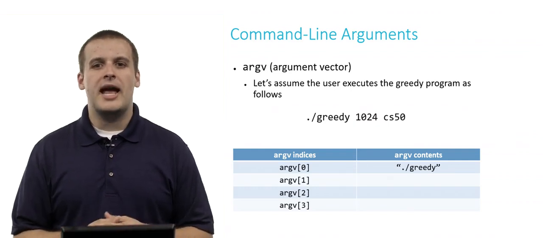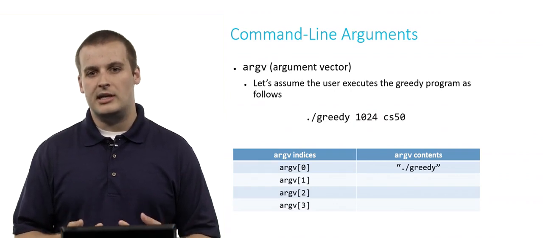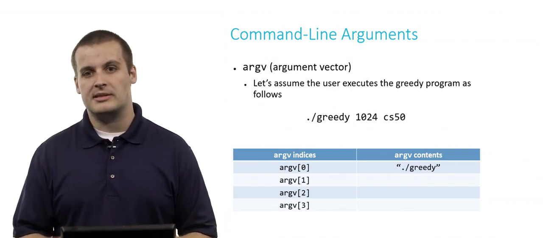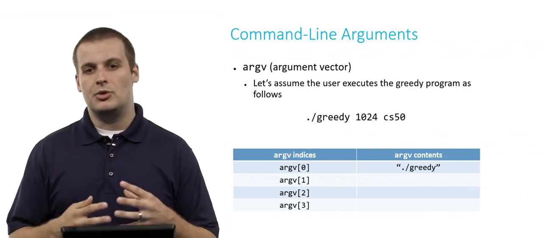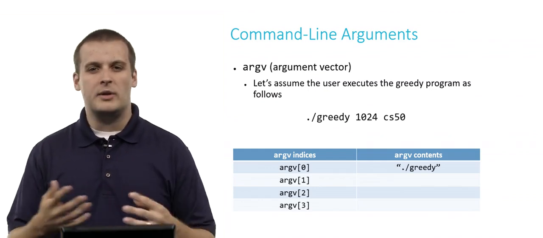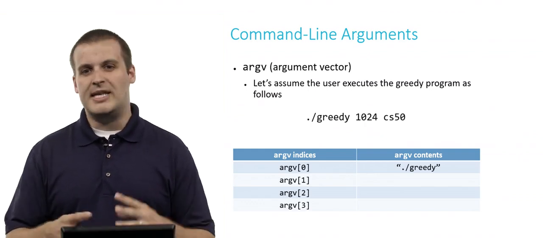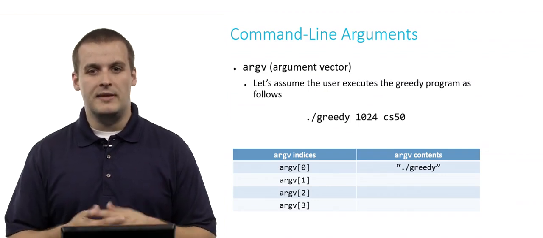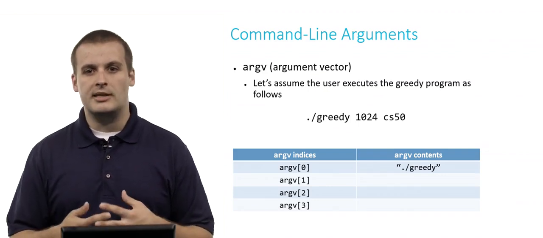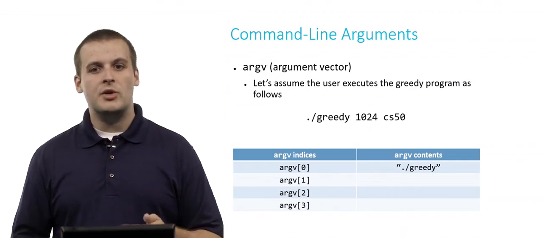So let's assume the user executes the greedy program as follows. If they type at the command line ./greedy space 1024 space CS50, and for whatever reason, we've already prepared our greedy program to know and work with these command line arguments. We didn't previously when we worked on it for the greedy problem, but let's say we've now modified it so that we do process the command line arguments in some way. In this case, argv0 is ./greedy. What's argv1? Well, it's 1024, right?